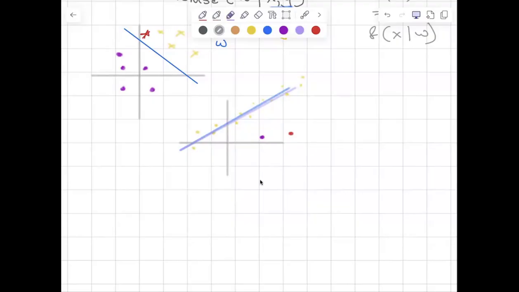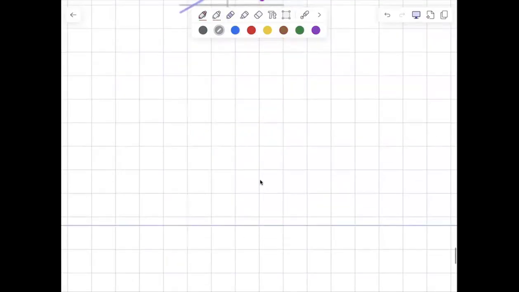So let me write this down. For classification, we want to predict which class my input belongs to. For regression, we want to predict a value. Okay. That is the big difference between regression and classification.